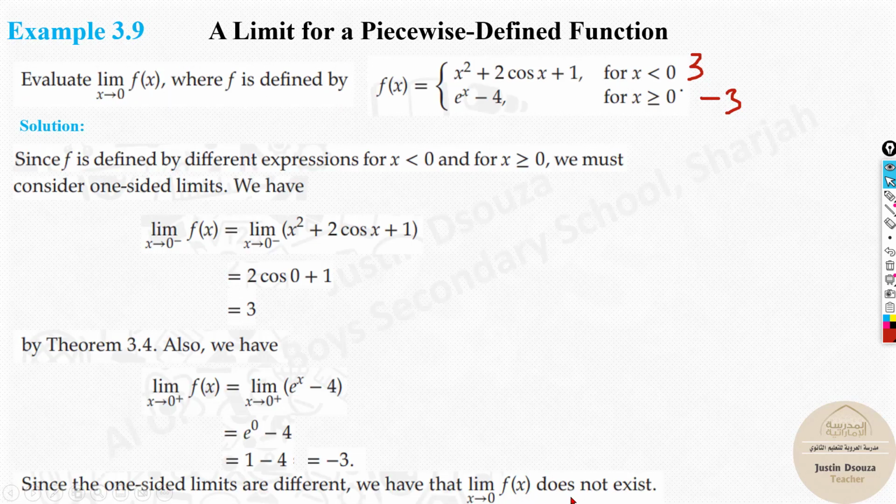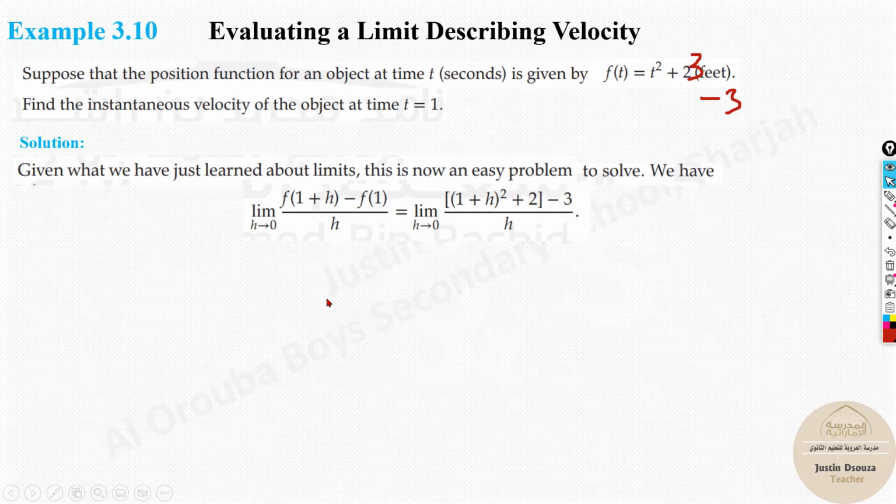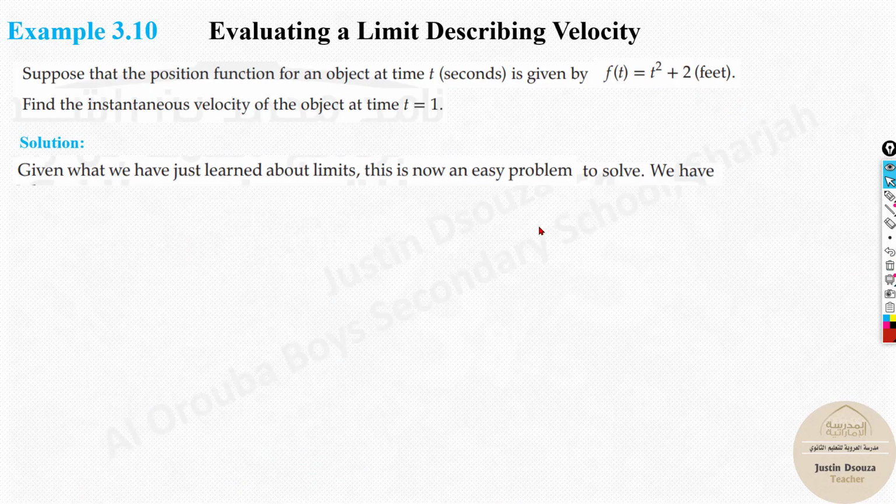So over here, the answer is limit does not exist because it's not the same thing. It's not 3 and 3, it's not minus 3 minus 3. It's two different values, positive and negative, so it does not exist. And the last one. In the next chapter, when you do these problems, it's going to take you just 20 seconds. But for now, I'll read it and we will use a formula.